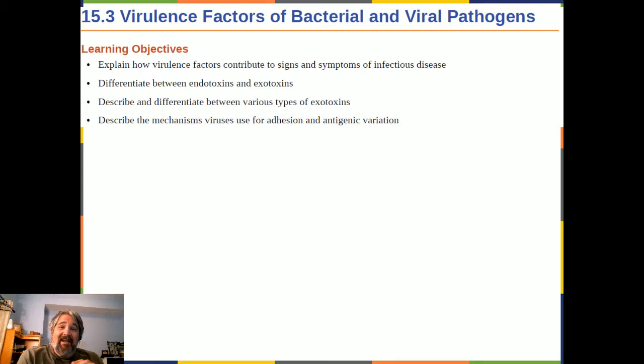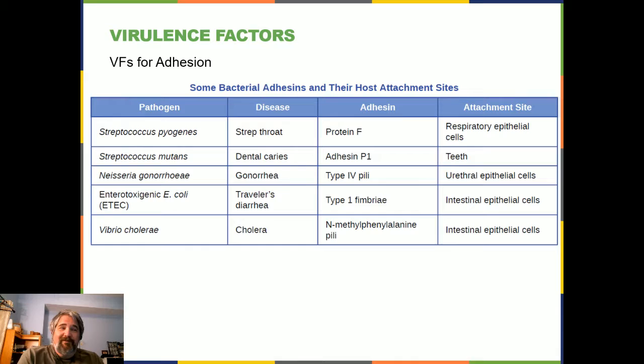So first of all, some virulence factors for adhesion. Streptococcus pyogenes, the pathogen that causes strep throat, has protein F that is able to adhere to respiratory epithelial cells. Streptococcus mutans, which is a very common mouth flora organism that contributes to the laying down of the EPS that comprises plaque, uses adhesin P1, which attaches to the teeth.